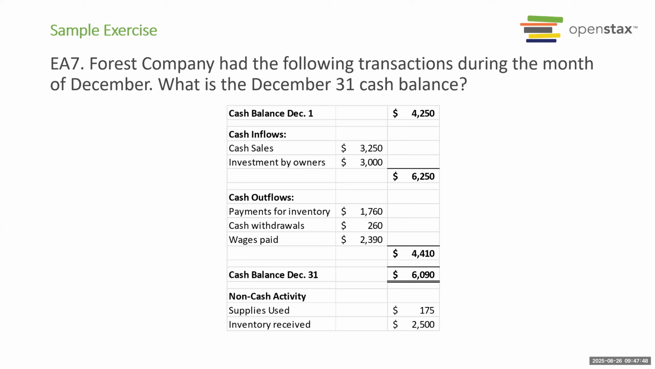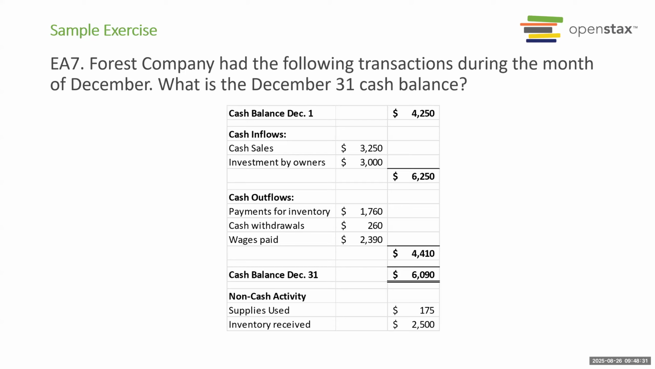So this is the format we take. On December 1st, we have $4,250. We talk about our cash inflows, and that came from cash sales and investments by owner. And that totaled $6,250. And then we had our cash outflows. That was the payments for inventory, the cash withdrawals, and the wages paid of $4,410, which totals, when we add the inflows and less the outflows to the beginning balance, $6,090.